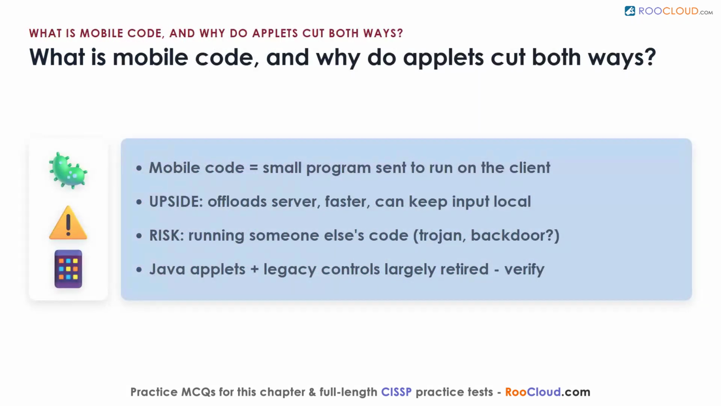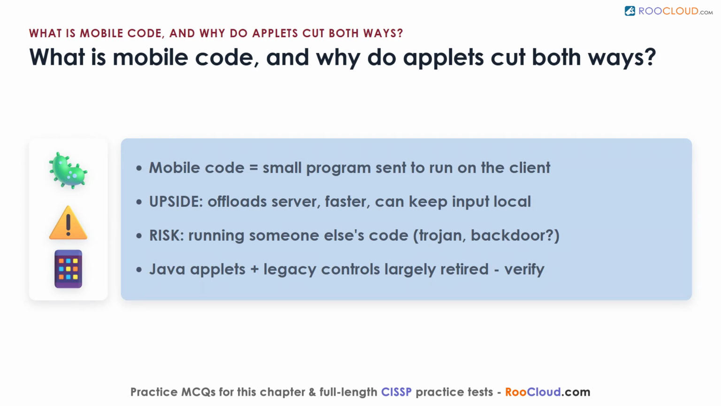What is mobile code, and why do applets cut both ways? Mobile code is a small, self-contained program sent from a server to run on the client. An applet is exactly that, code that executes independently on your machine. The appeal is real. Offloading work to the client frees the server, speeds up the response, and can even keep the user's input private by processing it locally. Imagine a loan estimator that runs entirely in your browser, so your financial figures never travel back to the server.